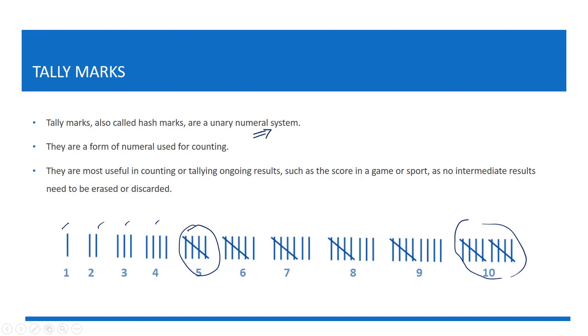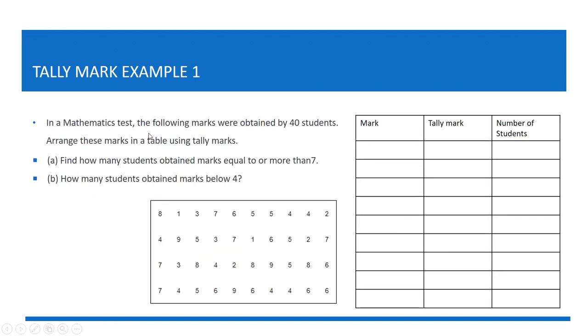Let us take an example so that you can easily understand how exactly this works. So let us read the example properly. In a mathematics test, the following marks were obtained by 40 students. Arrange these marks in a table using tally marks. First of all, let me arrange.